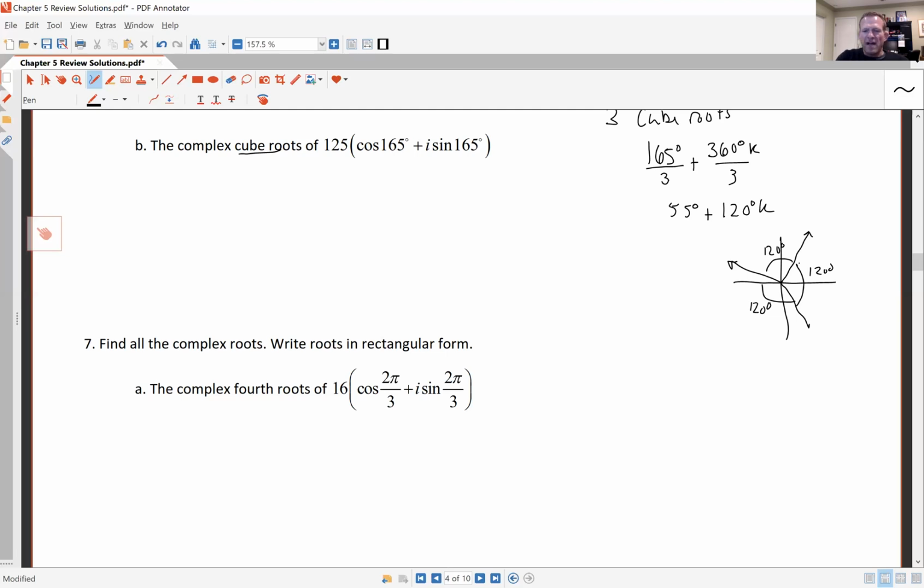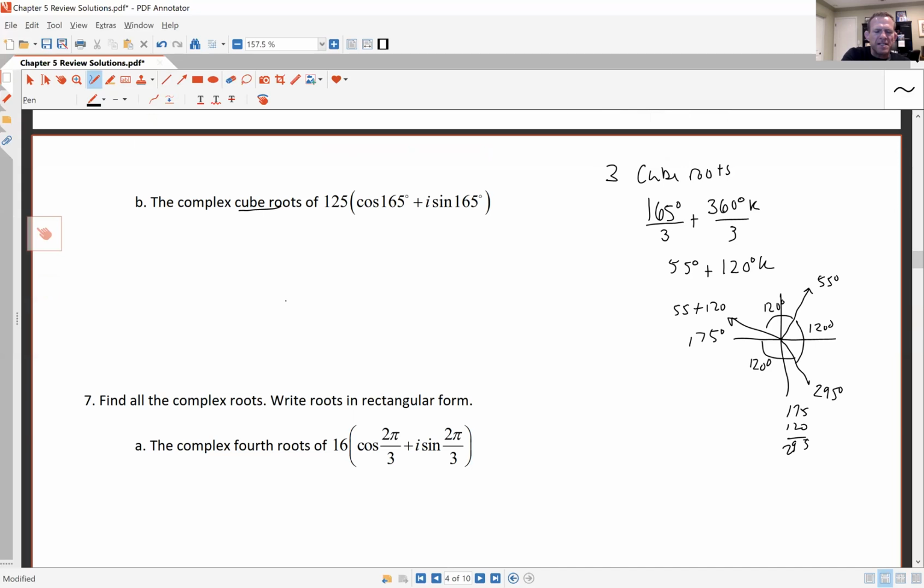So we got 55. We got 55 plus 120, 175, and then 175 plus 120, 295. So you could do that math off to the right-hand side and just write them in there like that. But I'm going to go through the full analysis again here.